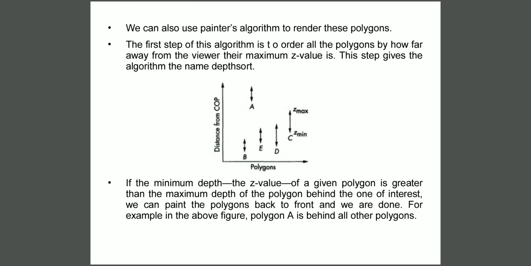So when we observe, A has the maximum z coordinate value and B has the lowest z coordinate value, and in between we have E, D and C. So this is the first step we need to perform in painter's algorithm. The second step is, whichever polygon has the maximum z coordinate value, we need to render that first. That means with respect to the polygon which has a maximum z coordinate value, we need to update the pixels of that polygon first in a frame buffer. So with respect to our example, A has a maximum z coordinate value compared to B, E, D and C.